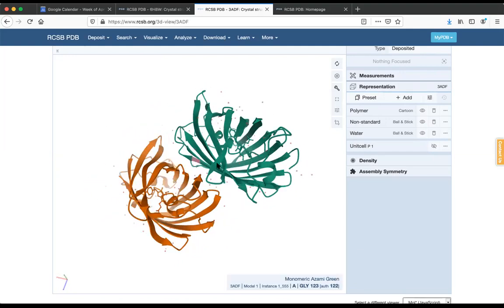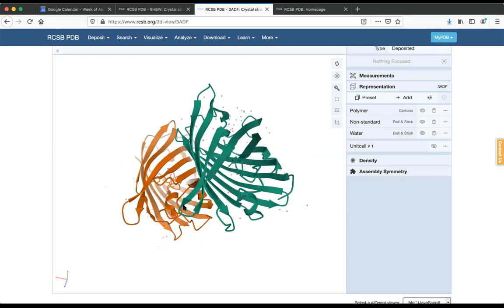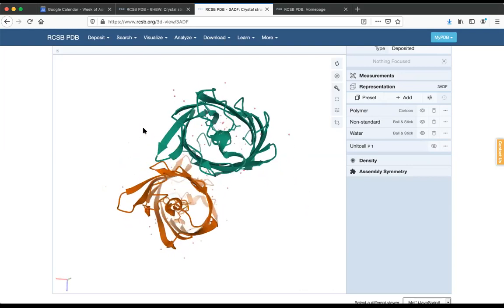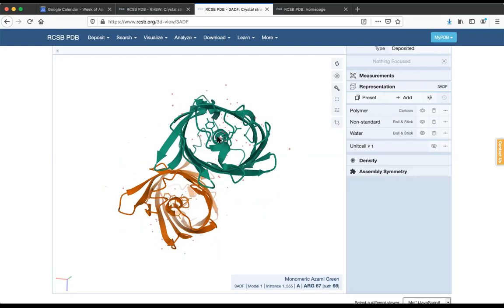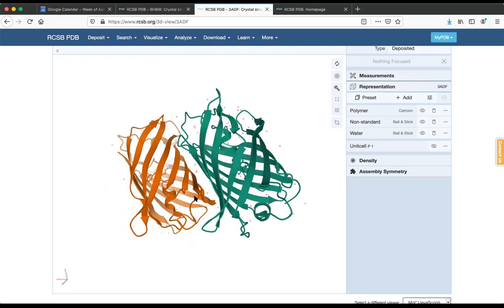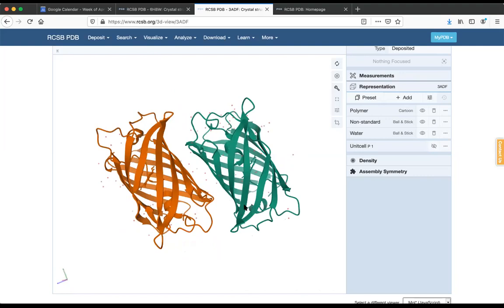And actually, the thing that makes this protein special is those beta sheets are arranged in such a way that mostly water is excluded from the inside. So it's actually pretty dry on the inside. So it helps that fluorophore do its chemistry to make light.